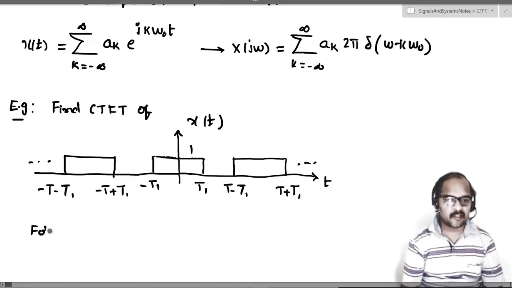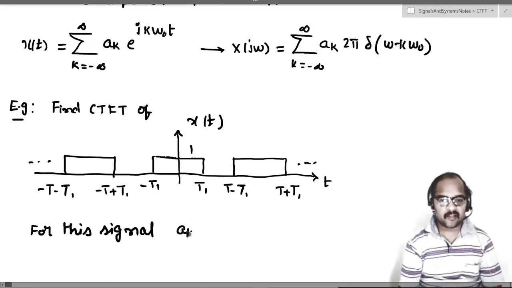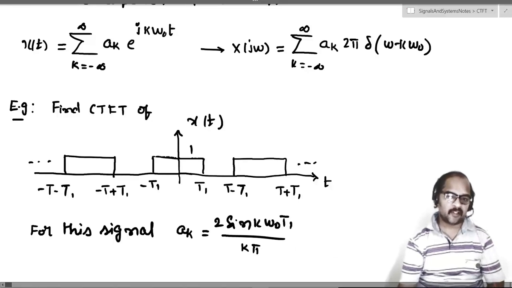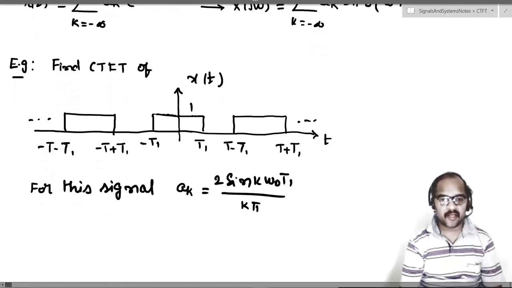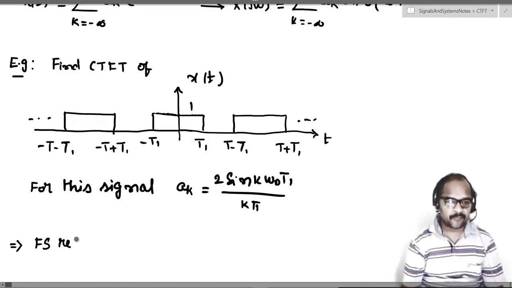So you remember here, for this signal the exponential Fourier coefficients ak would be equal to 2 sine k omega naught t1 divided by k pi. We already proved this result. You can refer to the Fourier series notes. So this implies the Fourier series representation.